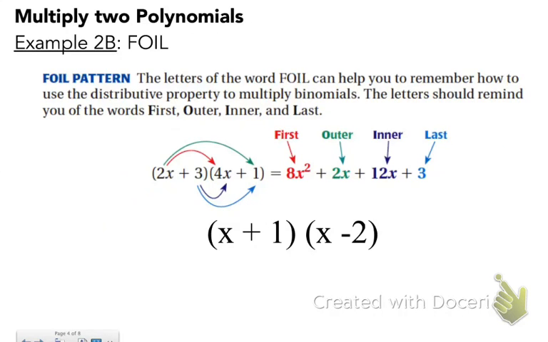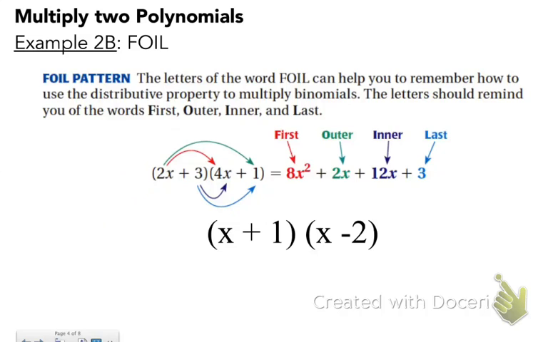The second method you can use for multiplying polynomials, this actually only works for multiplying two binomials, but it's called FOIL. So it's a way to help you remember to get each combination, and it stands for first, outer, inner, last. So 2x times 4x would be the first combination, 2x times 1 would be the outer combination, 3 times 4x is the inner combination, and 3 times 1 is the last combination.